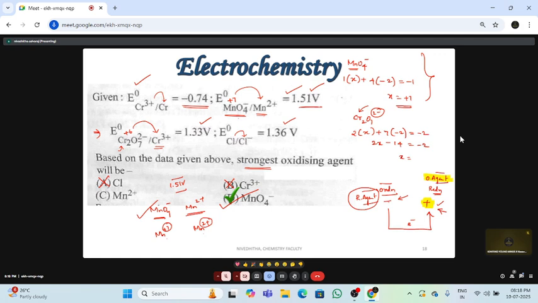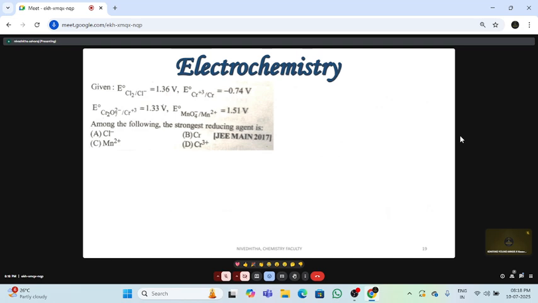lower value, right? So here we have four values, and among these four values, this got the lowest value, which is minus 0.74, for these two species. Which means the first option and third option were ruled out. And here we got two species: one is chromium 3 plus and another one is chromium in the zero oxidation state.